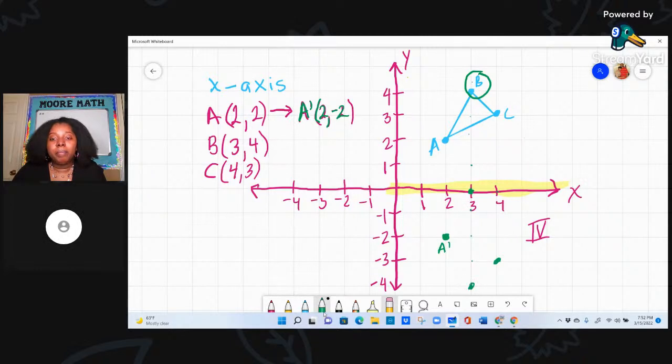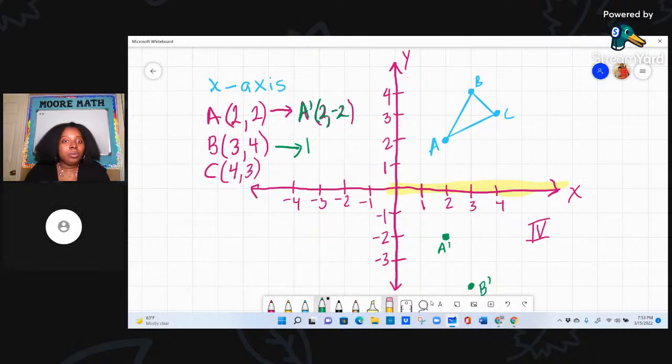Where do I end up? -4. Okay, let me move this. What is my coordinate for B, for this new B? 3. Okay, 3 what? -4. Good. So our new B is 3, -4. Excellent. And what about C?